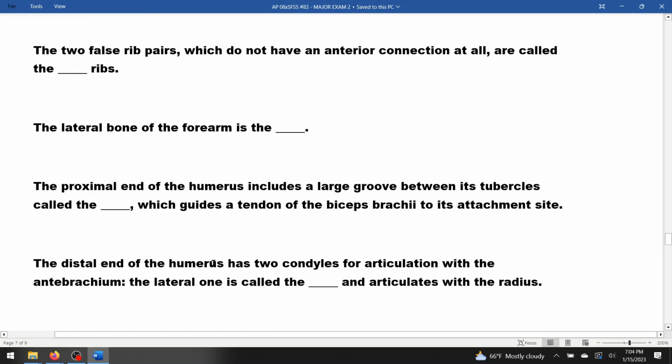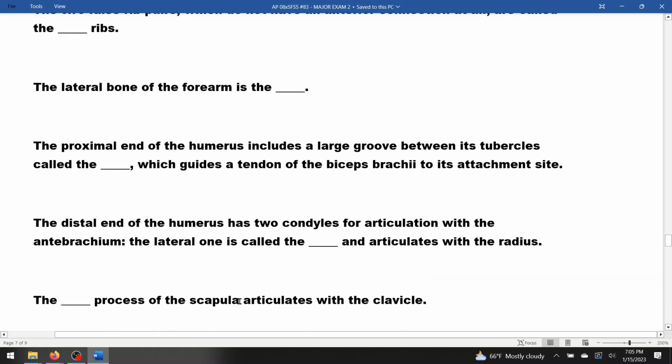The distal end of the humerus, the other end, has 2 condyles for articulation with the antebrachium, the forearm. The lateral one is called the blank and articulates with the radius. That would be the capitulum. The circular one looks like a ball or a round head, called the capitulum. Remember, the trochlea is the other one that articulates with the ulna.